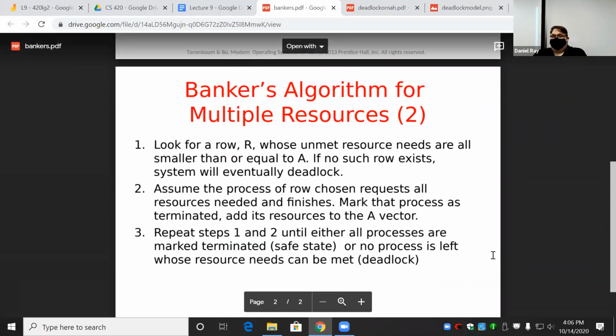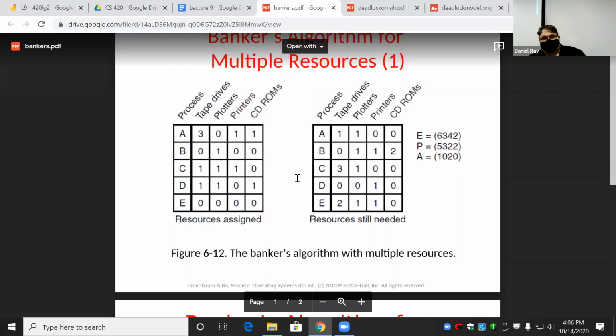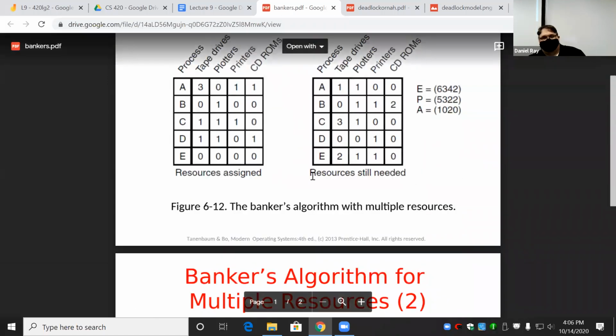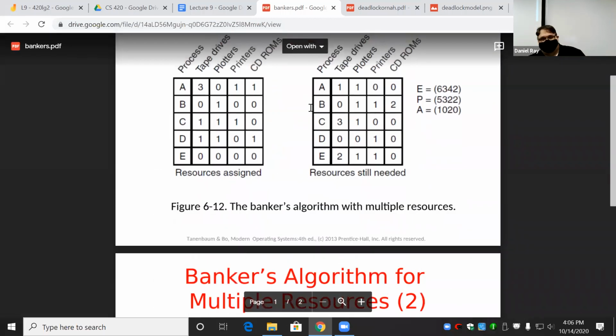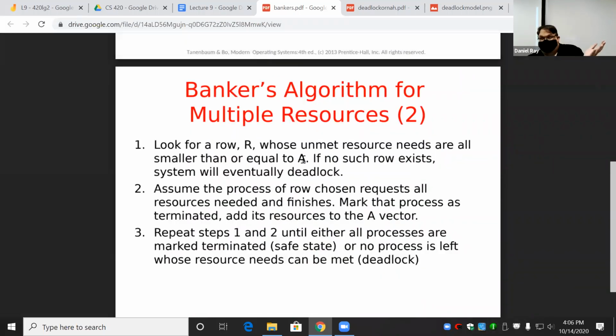says, look for a row in the right. This is R. This is the resource assigned. Look for a row in the left. I don't know why this is called R in these slides. I should have gone in and changed it, but this is R and this is A. Resources owned and resources asked for. I don't know. I'm making it up. Okay, but that's the idea.